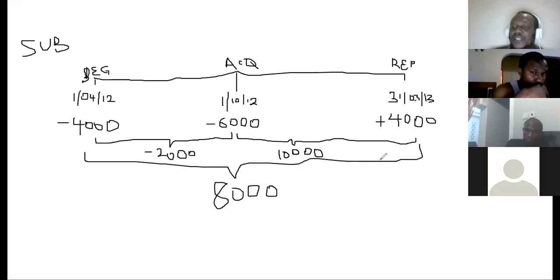As at means at a particular point in time, this is what I have. For the year ended means over the whole year, this is what I made. So if I had minus 4 at the beginning and then I made 8,000, it means I'll have plus 4 at the end. Is that clear?